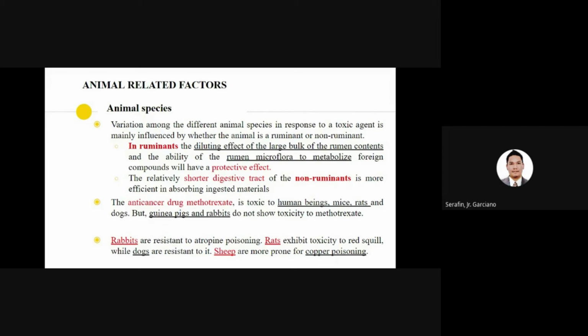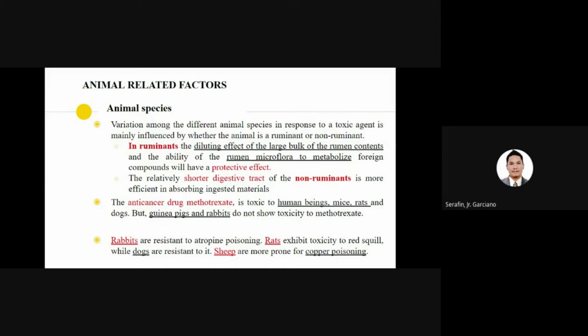The anti-cancer drug methotrexate is toxic to human beings, mice, rats, and dogs. But guinea pigs and rabbits do not show toxicity to methotrexate. Methotrexate, formerly known as amethopterine, is a chemotherapy agent and immune system suppressant. It is usually used to treat cancer, autoimmune diseases, and ectopic pregnancy, and for medical abortions.